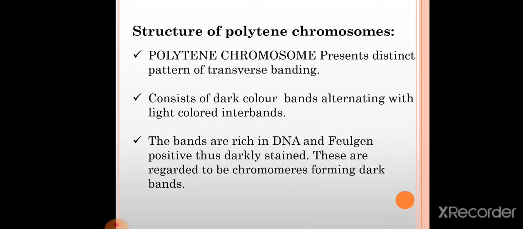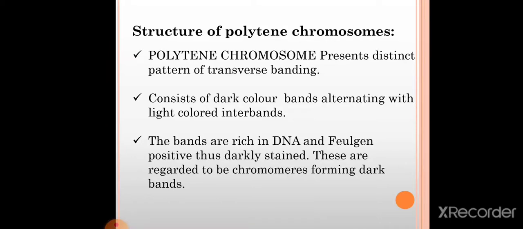Now let us understand the structure of these Polytene chromosomes. These Polytene chromosomes present a distinct pattern of transverse banding which consists of alternate chromatic and achromatic regions, that is the stained and the non-stained, or the darkly stained and the lightly stained regions. These bands greatly helped in the mapping of the chromosome in cytogenetic studies.